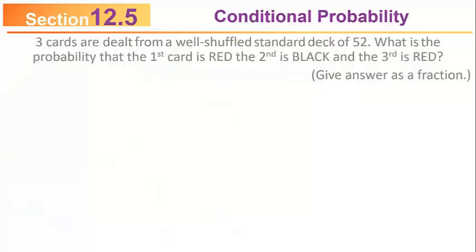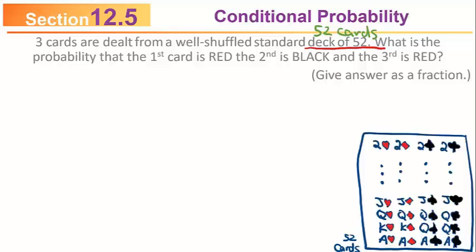How about this one? 3 cards are dealt from a well-shuffled standard deck of 52. What is the probability that the first card is red, the second card is black, and the third is red? And give your answer as a fraction. Remember, 52 cards in the deck. The deck of cards has hearts, diamonds, spades, and clubs. There are 2s, 3s, 4s, 5s, 6s, 7s, 8s, 9s, and 10s, and then there's the jacks, queens, kings, which are the face cards, and then there are aces. 52 cards.